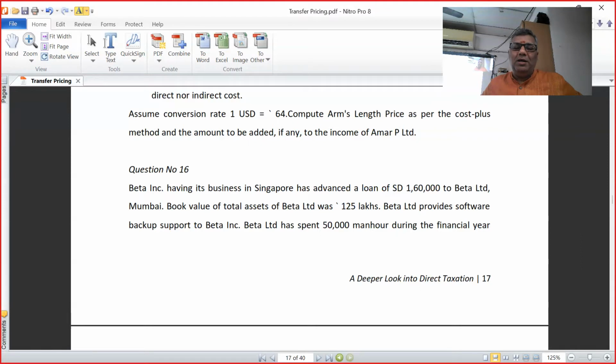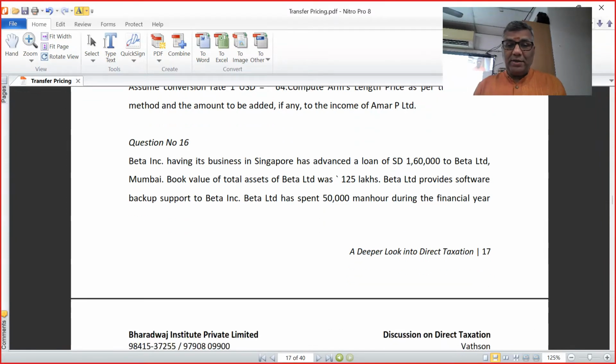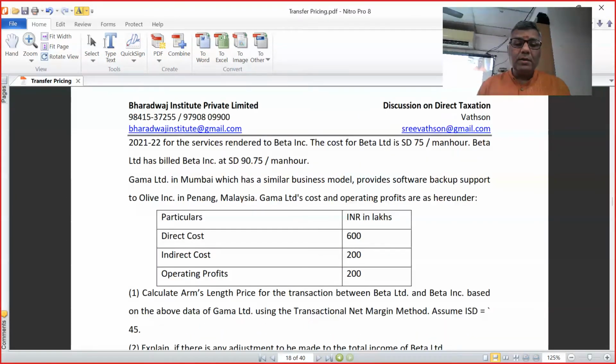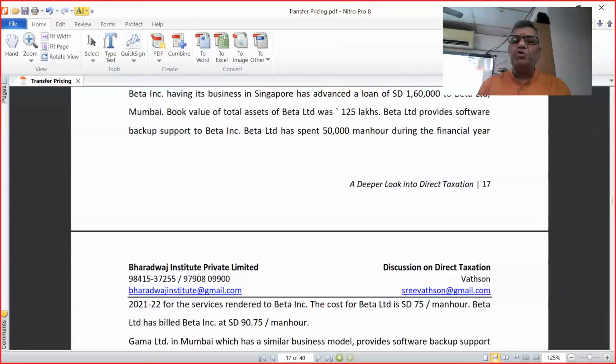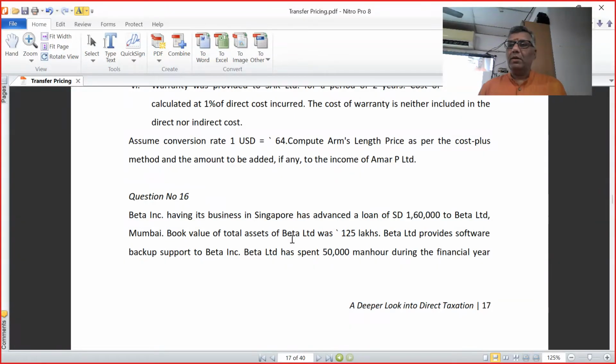யாரா கொஞ்சம் மைனஸ் பண்ண இது ரேட் கொடுத்திருக்காங்க, சிங்கப்பூர் டாலர் ரேட். கடைசி லைன்ல கொடுத்திருப்பாங்க. 45 கொடுத்திருக்காங்க பாருங்களேன், இன்ஃபர்மேஷன் 1ல. So 1,60,000 into 45, 72 lakhs. More than 51%. If 51% or more of the assets is funded by another party, they become associated enterprise. So the total asset is 125 lakhs. Funded is, you all know.